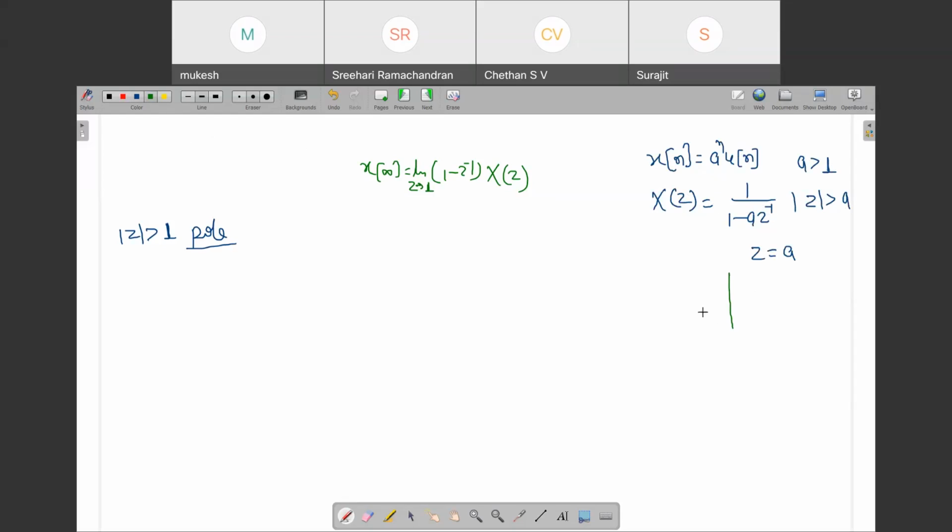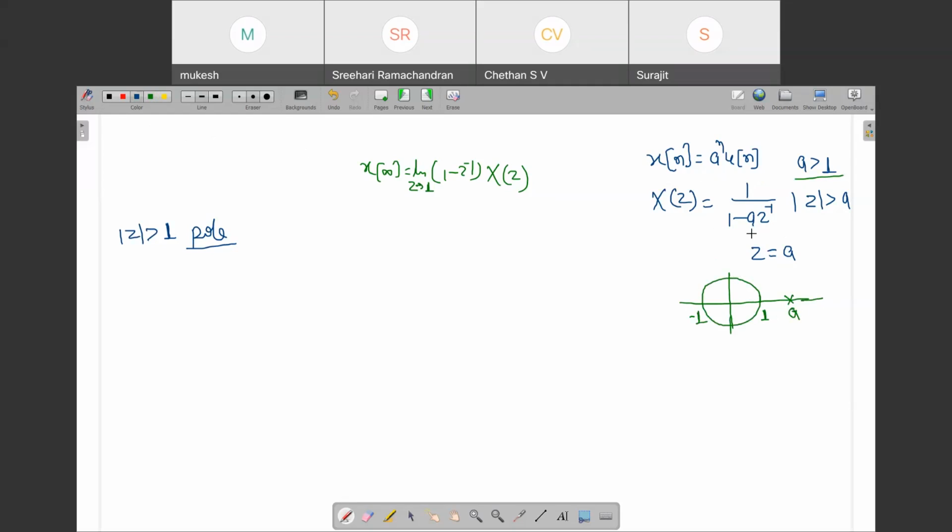Now if you draw this on the z plane, let's say this is the z equal to 1 circle. This is the 1, this is the minus 1. Since we know that a is greater than 1, it means that it has to be somewhere here, outside the z equal to 1 circle.